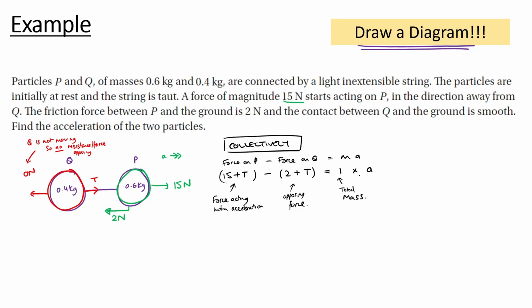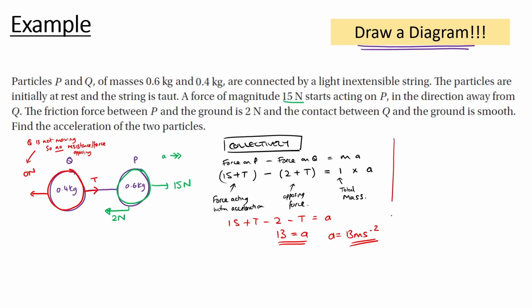Now looking at it, it may seem like a difficult question simply because I've got T and I've got a when I want to work out a. But the nice thing is that when expanding the brackets, our Ts will cancel out. So we end up with 15 plus T minus 2 minus T equals a. And that's going to give me a value of 13. So a equals 13 meters per second squared.